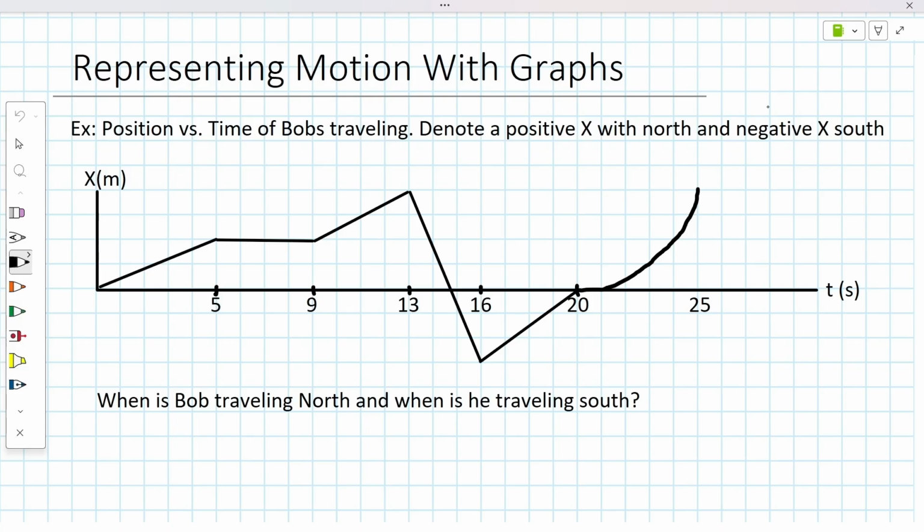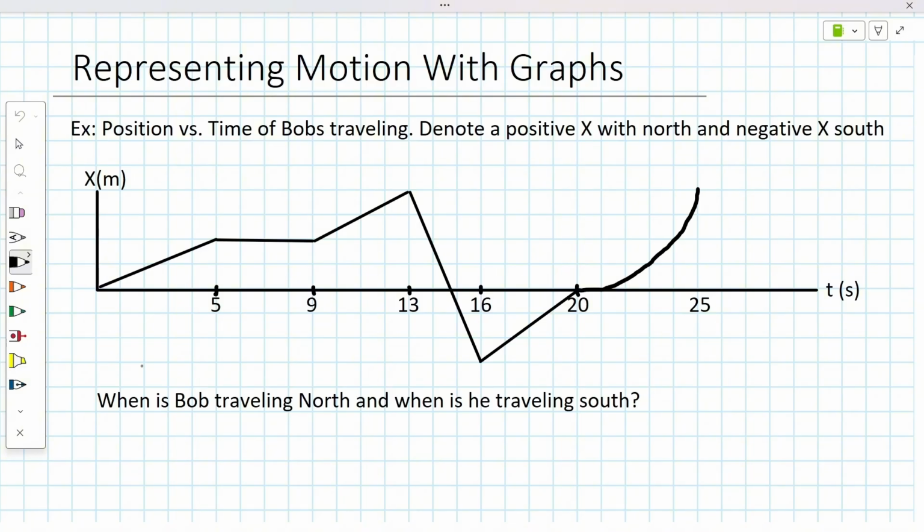So this will go over how to read and convert between position, velocity, and acceleration versus time graphs. And I'll kind of just be explaining them as we go here. So let's just jump into the first question. We have a position versus time of Bob traveling shown down here. And we're going to denote the x position with north as positive and south as negative.